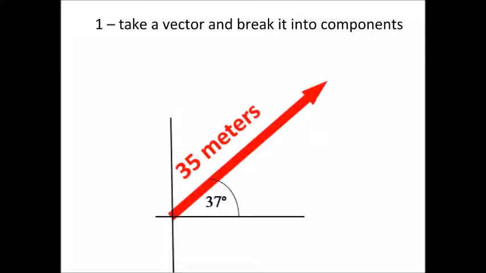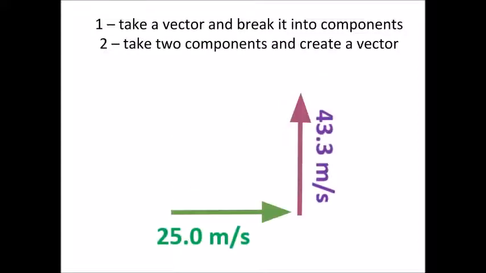One, to take a vector and break it into its components. Could you break those 35 meters at 37 degrees north of east into a northern component with the sine function and an eastern component with the cosine function? Bet you could. Number two, we are taking two components and using them to create a vector.